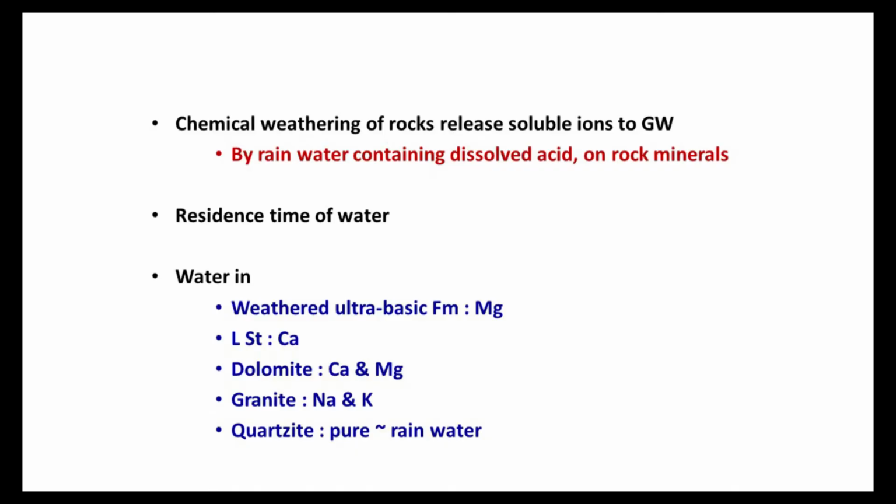So the water which we get in the weathered ultrabasic formation will be rich in magnesium. Similarly, the water which we get from the limestone area will be rich in calcium. The water which we get from dolomite area will be rich in calcium and magnesium, while the water which we get from granitic area will be rich in sodium and potassium, and the water which we get from quartzitic area will be very pure, and it can be compared with the rainwater as far as the purity is concerned.